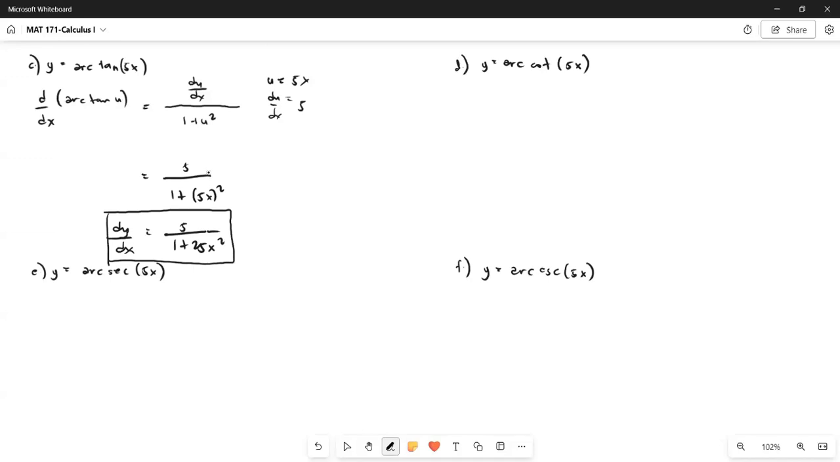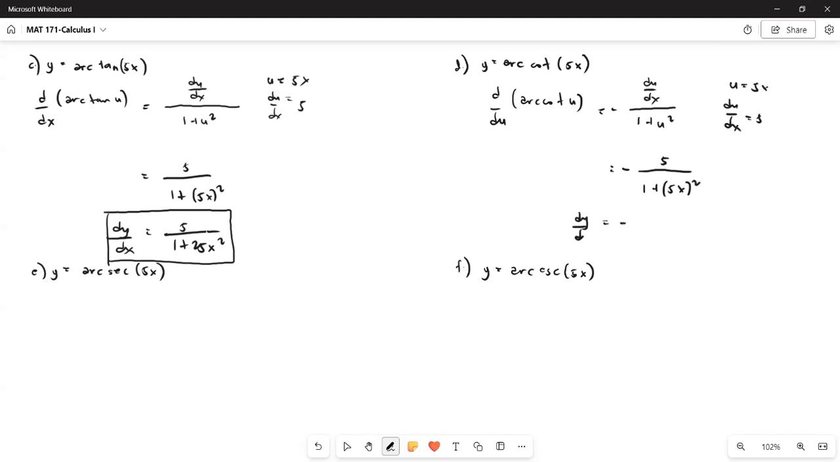Next, we have y is equal to arccotangent 5x. So, pag kinukuha natin yung derivative ng arccotangent, same lang naman siya sa arctangent, pero negative lang yung kanyang value. So, identify the value of u, which is 5x. Du over dx is equal to 5. So, ito ay negative 5 over 1 plus 5x squared. Therefore, final answer will be equal to negative 5 over 1 plus 25x squared.